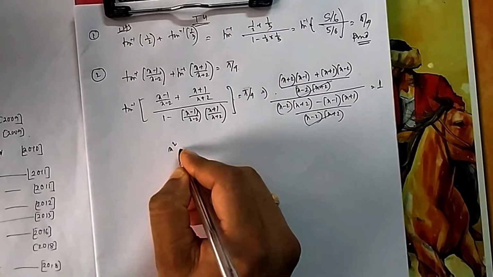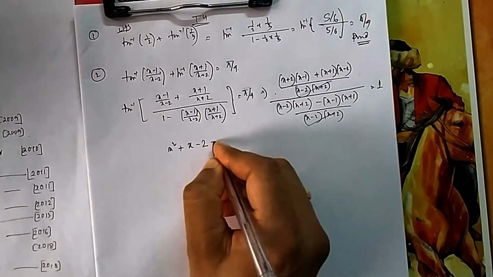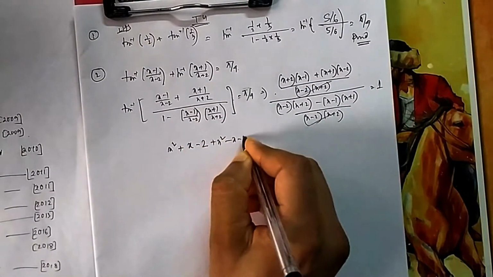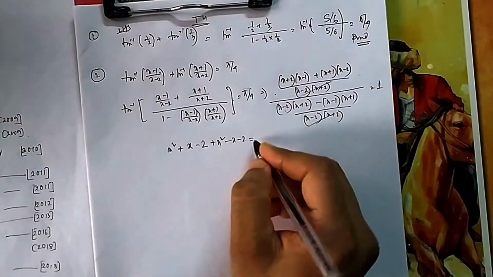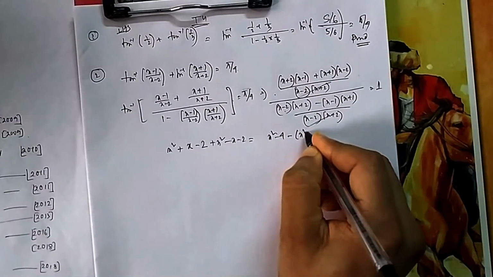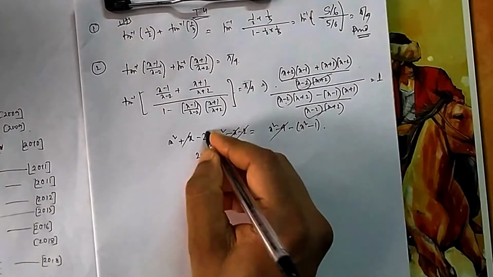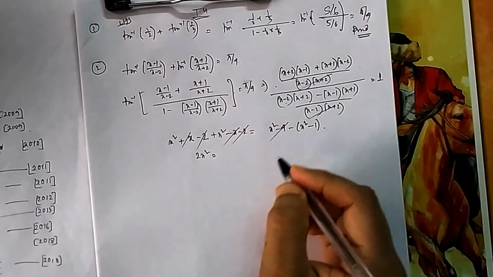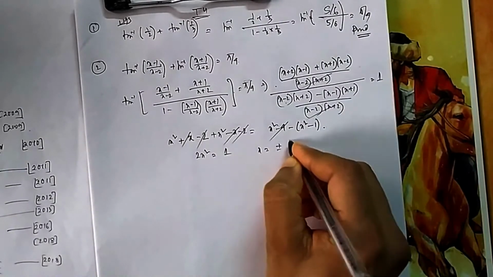It will be x square plus x minus 2 plus x square minus x minus 2 is equal to, and in the numerator it will be x square minus 4, I am taking that side, minus x square. Finally we will get 2x square minus 4, the minus 4 is also gone, so 2x square is equal to 1, or x is equal to plus minus 1 by root 2.